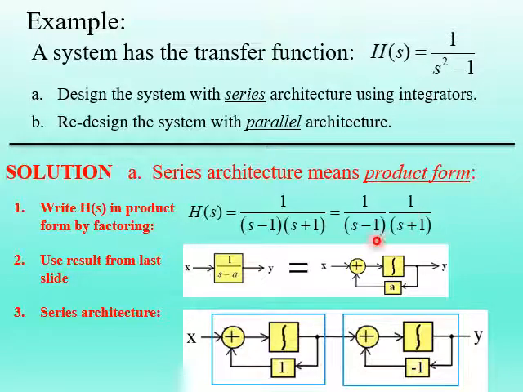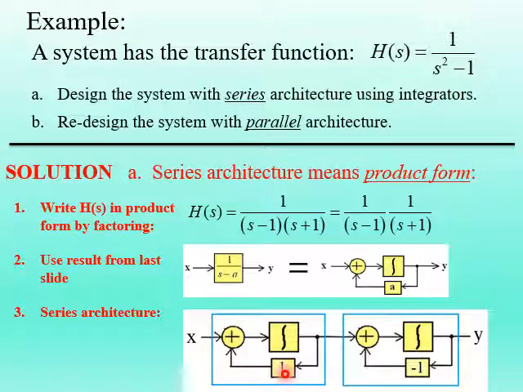Now recall from the last slide that whenever we see 1 over s minus some number a, we can replace that term with this block diagram here, which is the integrator version of this particular subsystem. So we have the product of two of these. Notice in this first one, a is equal to 1, and in the second term, a is equal to negative 1. So we just take this subsystem right here, and I've copied it down here. Right, so this is for the first term.